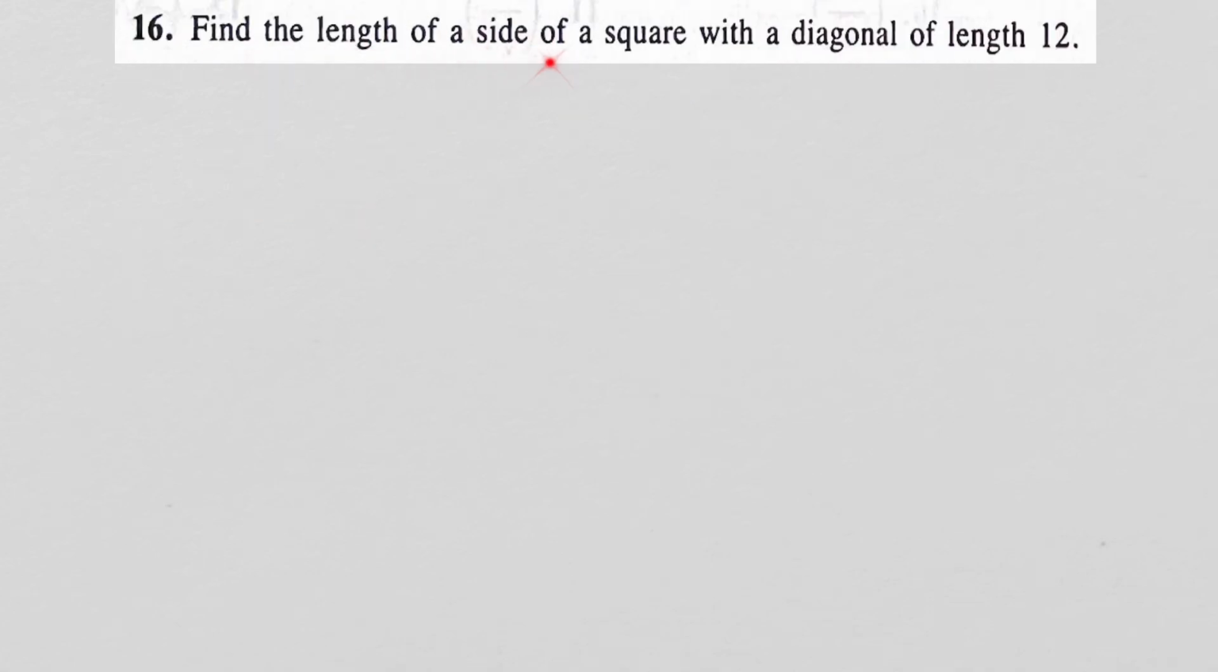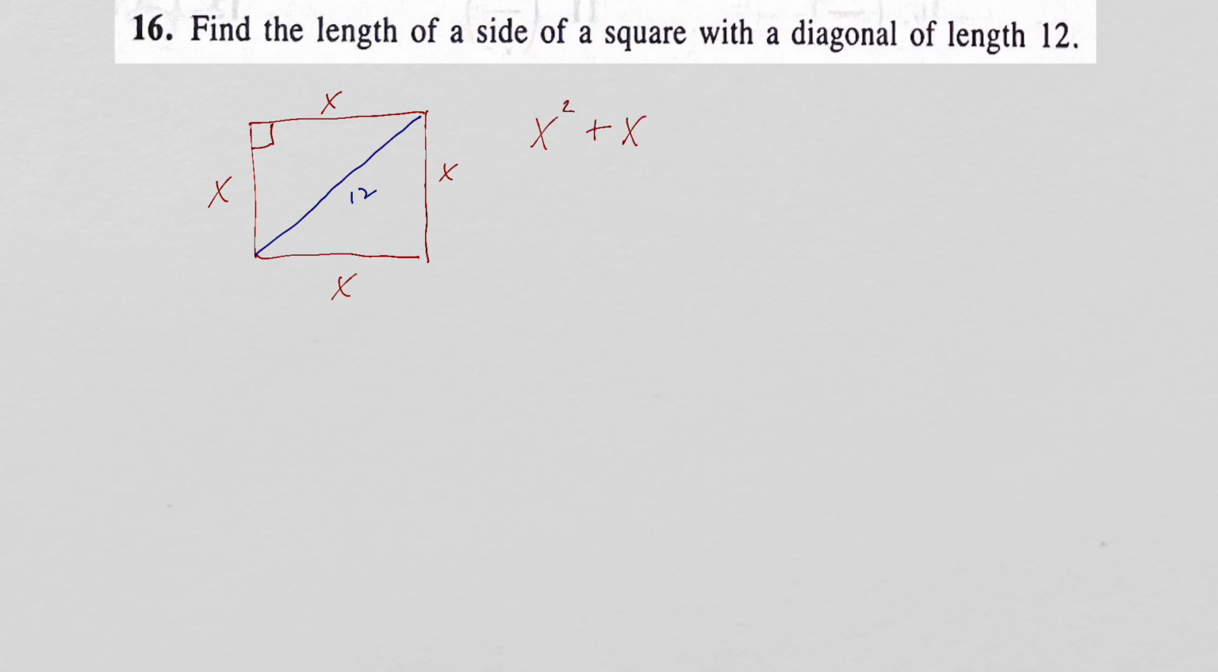Okay, find the length of a side of a square that has a diagonal of length 12. So this is what we're dealing with. We have a square, all four sides are the same. And then we have this diagonal of 12. Well, a square means that we have a right angle here. So this is a triangle with a hypotenuse of 12. So x squared plus x squared is equal to 12 squared.